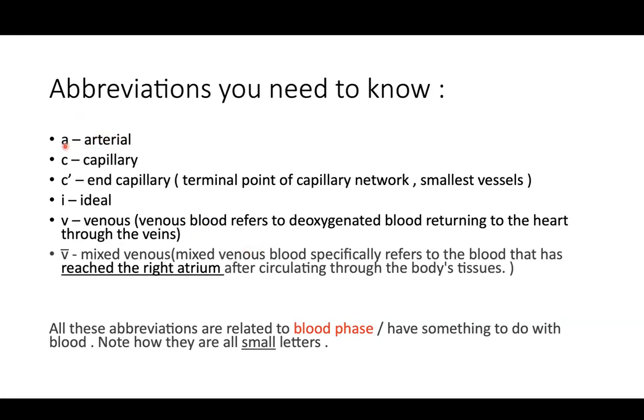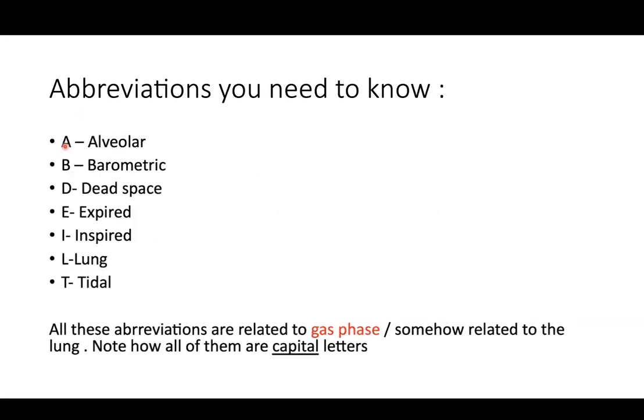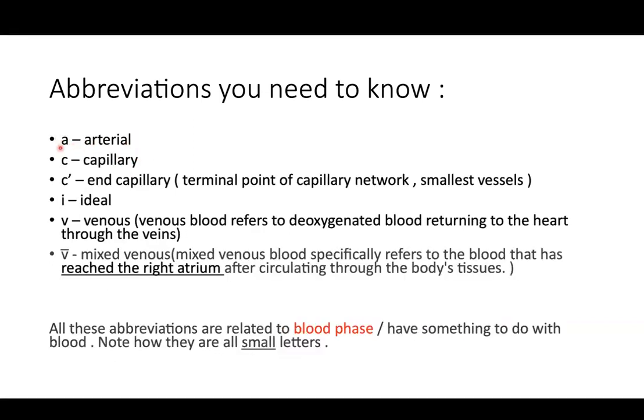Now you see, some of the abbreviations are actually the same, but the difference is that one is capital and one is a small letter. So we see here, capital A means alveolar, and small a means arterial. So you need to be very careful when you're reading these, because it could easily mess you up. It could completely change the meaning of a question if you don't read the abbreviations properly.